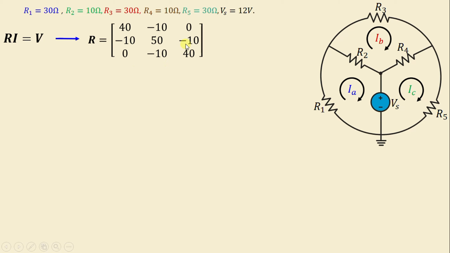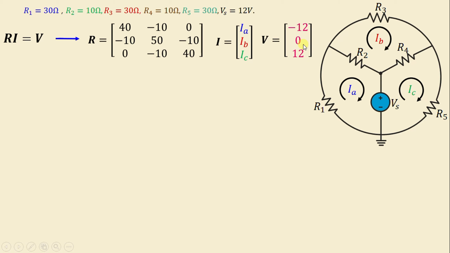The last one is R23 and R32, the negative of the sum of the resistances in common with mesh 2 and 3. This is mesh 2 and this is mesh 3. The common resistance is R4. Then we have negative R4, that is negative 10, negative 10. And I is given by IA, IB, and IC, and the vector V is given by negative 12, 0, and 12. And I will explain how we obtain V.